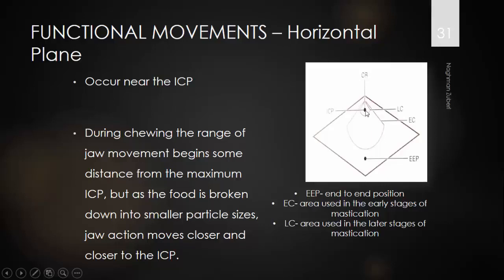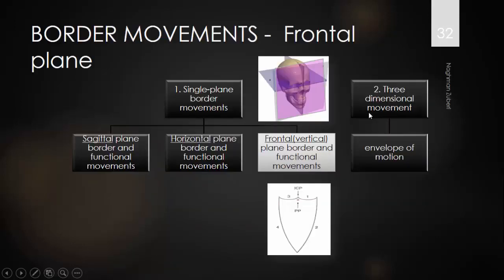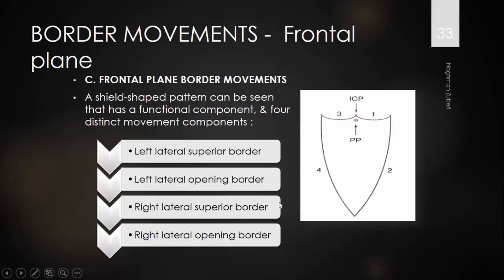Frontal view, it is just like a shield, as I have already told you. If we trace the frontal border movements, they will be in the shape of a shield. In frontal plane border movements, a shield-shaped pattern can be seen that has a functional component and 4 distinct movement components.